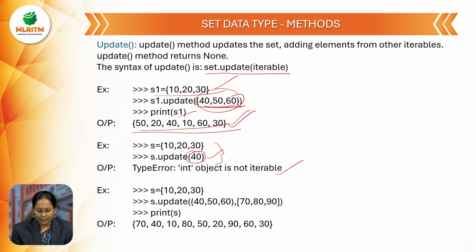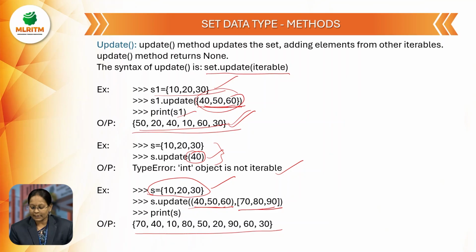In the next example, S is equal to {10, 20, 30} and S.update. Here this is a tuple, so this is iterable. This is a list, and this is also iterable. Now we are updating the given S with these tuple and list elements. Finally we got the result: 10, 20, 30 and 50, 60, 70, 80, 90. So all 9 elements are present in the output. Here the tuple and the list are iterable, but the single element 40 is not an iterable element.